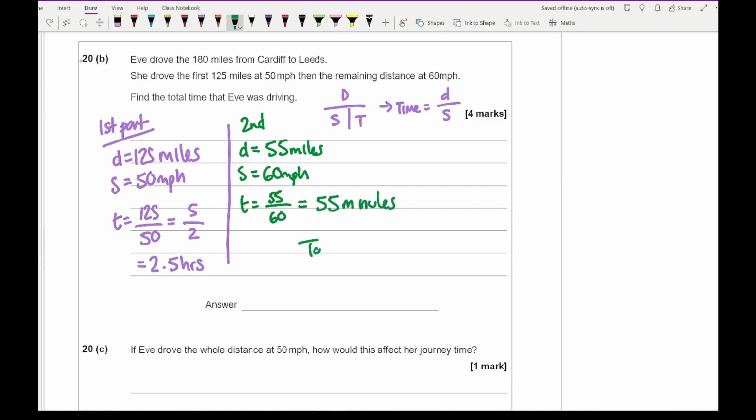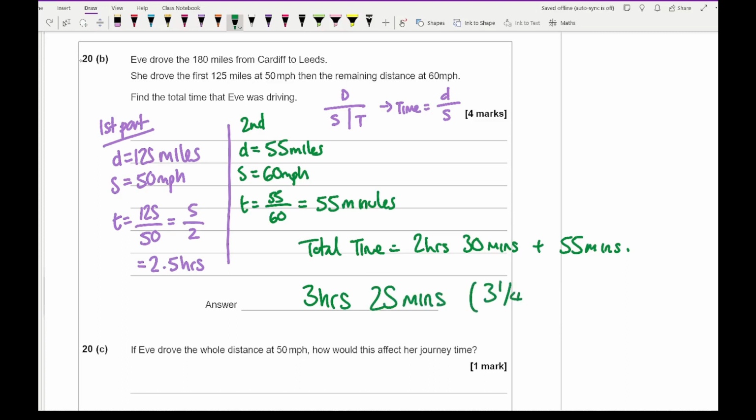So then the total time is going to be 2 hours and 30 minutes plus 55 minutes, which gives me a total time of 3 hours and 25 minutes. Or you could say 3 and 25 over 60, and 25 over 60 is 5 over 12. So you could give your answer in hours, or you could give it in hours and minutes. And I'd probably say hours and minutes is by far going to be the easiest.